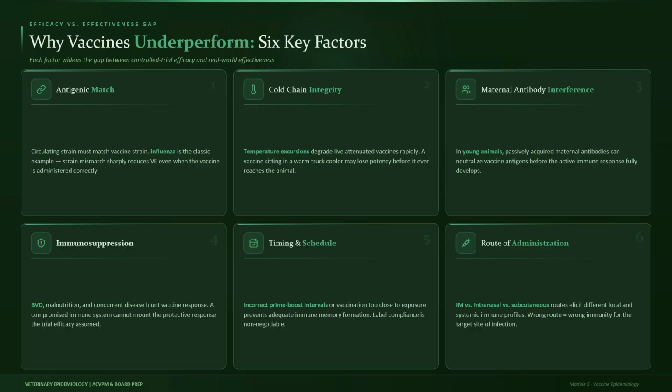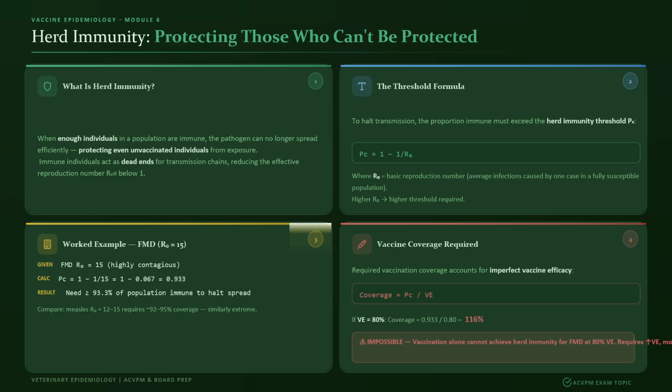Let's talk about herd immunity. This is one of the concepts I want you to feel genuinely comfortable with, not just recognize on a multiple choice question. Herd immunity is the point at which enough individuals in a population are immune through vaccination or prior infection that the pathogen can no longer sustain transmission. And that protects everybody, including the animals who can't be vaccinated.